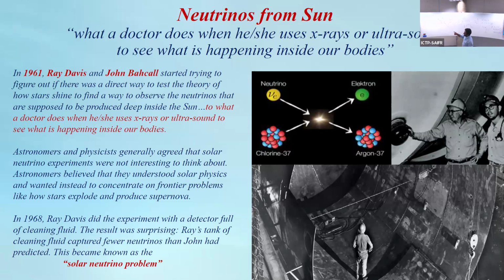And in one place, I read this statement: what a doctor does when he or she uses X-rays to see what is happening inside our bodies, similar to that, we can look at what is happening in the sun by looking at the neutrinos. So that's the proposal the two of them basically developed. And as I said, when they detected the solar neutrino, they found almost a 2/3 deficit.